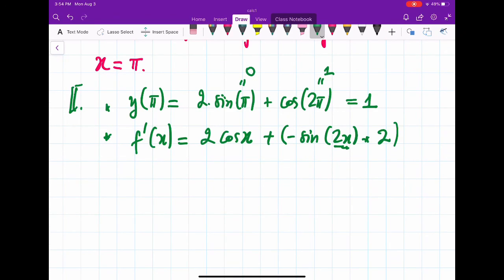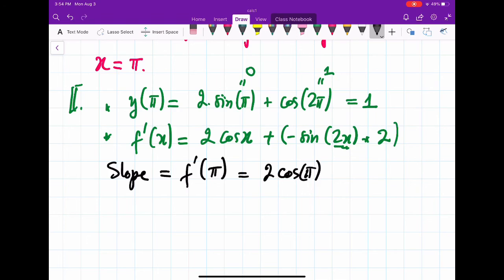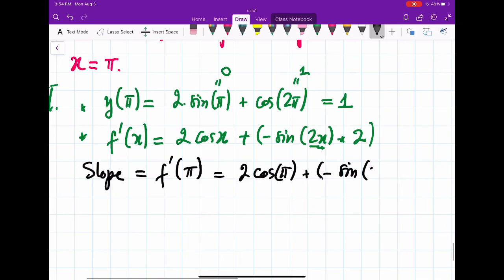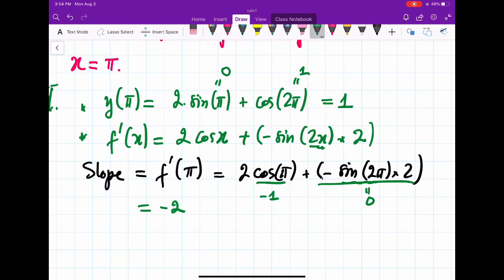Then we don't even need to simplify because they don't ask us. From here, I can find the slope. The slope is equal to the derivative at pi. I plug pi into this function, 2 cosine of pi plus negative sine of 2 pi times 2. Sine of 2 pi is 0. So this term is 0. Cosine of pi is negative 1, right? So that's why we have negative 2.